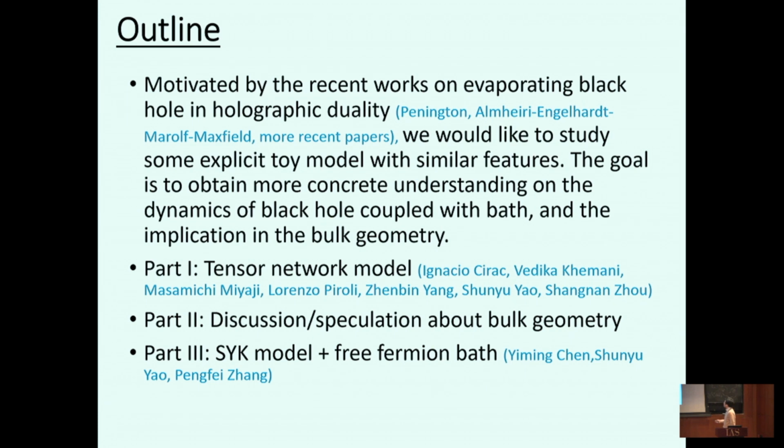So these works involve discussions with many people. Starting with a discussion with Masamichi and Zhenbin and Ignacio Cirac and Lorenzo in Ignacio's group, and my colleague Vedika Khemani, and also Shun Yao and Xiaoliang in my group. And then the later part, if I have time, I'm going to talk about some SYK model work that's mainly the work of Yiming Chen and Pengfei Zhang and Shun Yao. Oh, I forgot to put my name here.